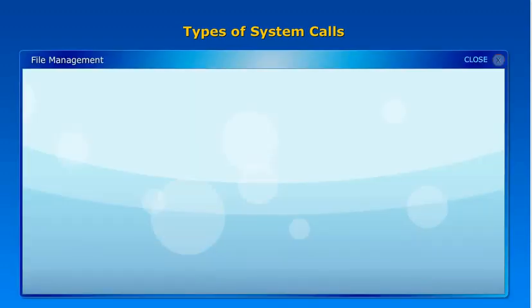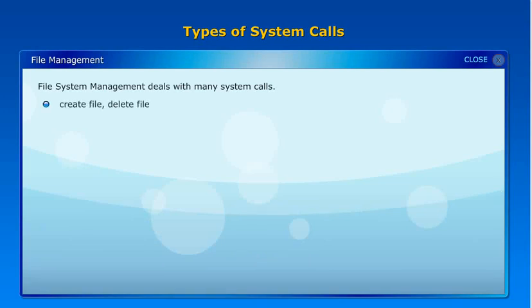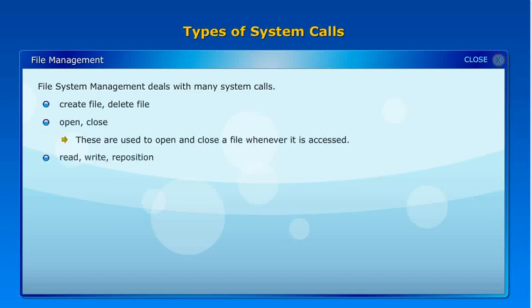File management. File system management deals with many system calls. Create file, delete file, open, close. These are used to open and close a file whenever it is accessed. Read, write, reposition. Get file attributes, set file attributes. Attributes such as file names, etc.